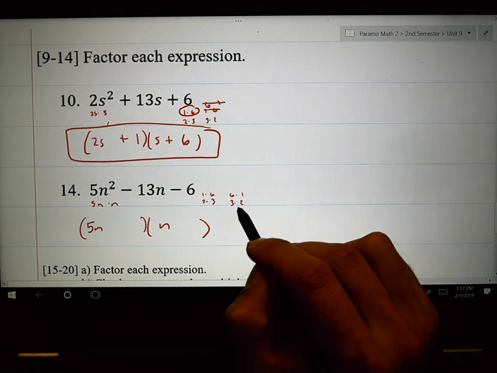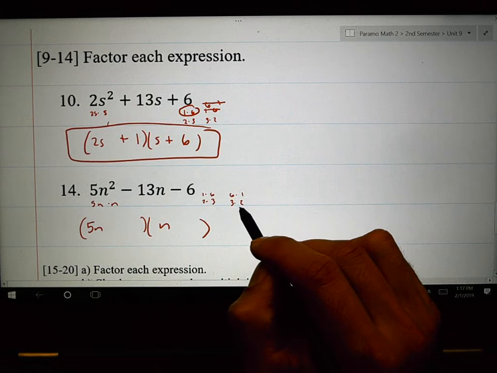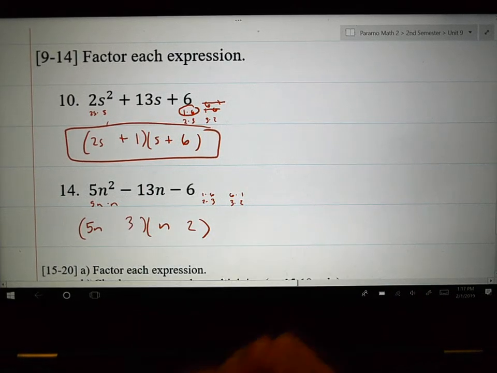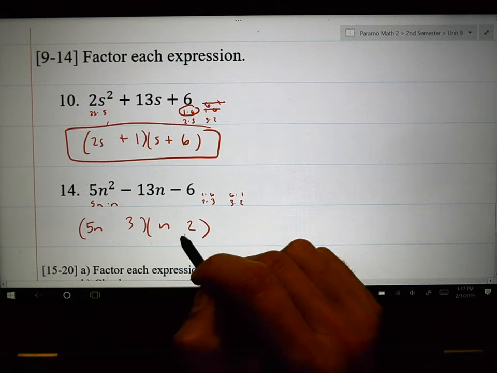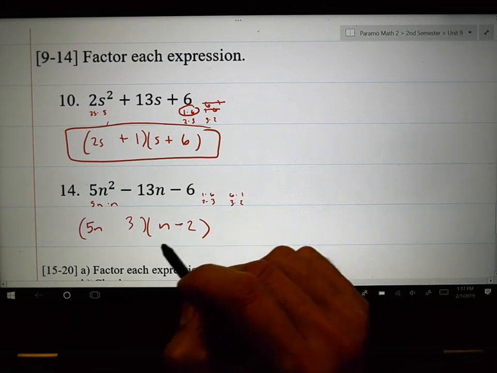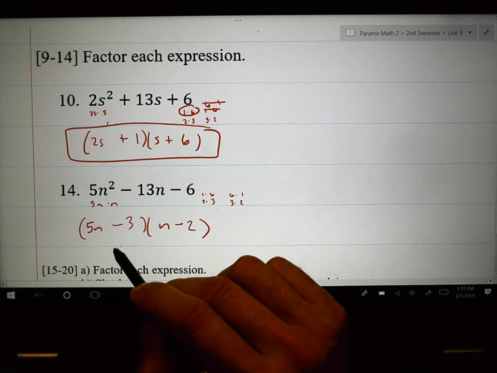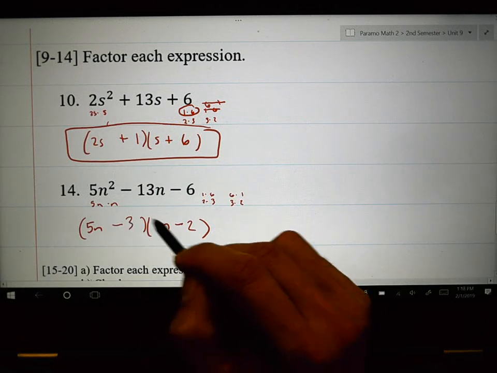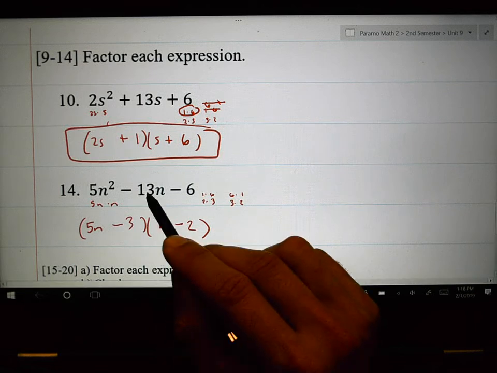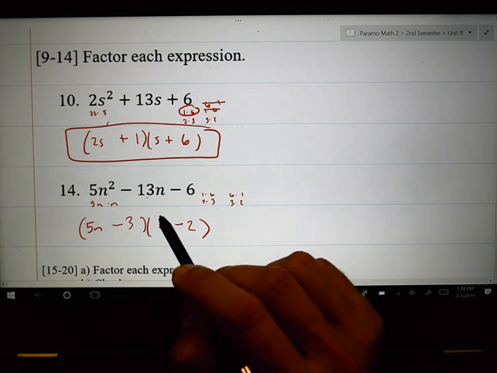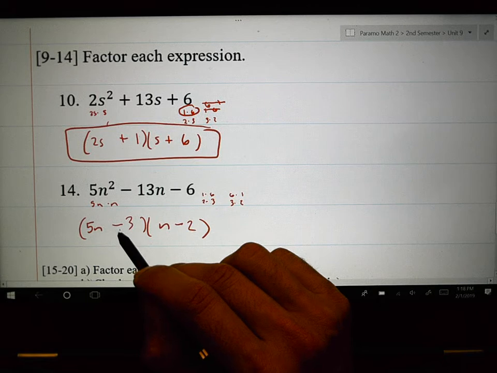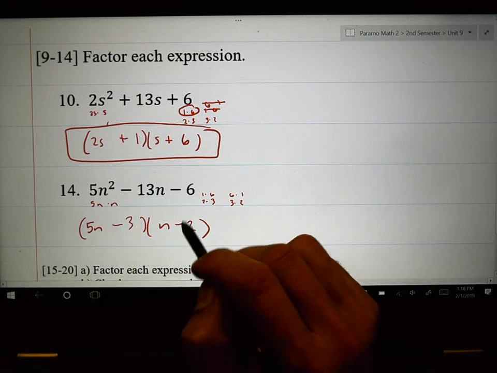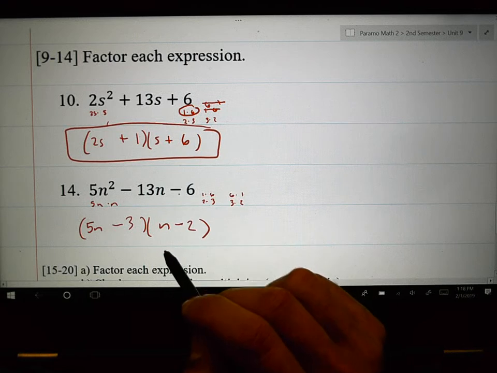13, let's see here. 10 and a 3. Let's try the 2 and the 3. Let's see. If we do 10 and it was negative, and we did the 3 and it's negative, that would make negative 10n and negative 3n, which makes negative 13. But look at this. If you do negative 3 times negative 2, a negative times a negative is a positive 6, and this is a negative 6, and this is not a typo.